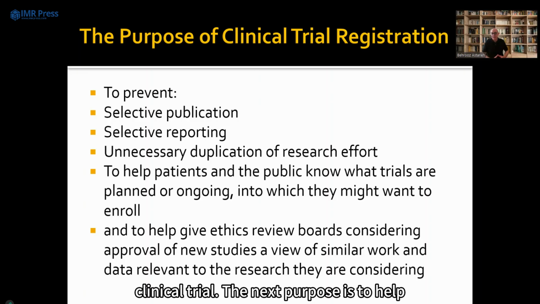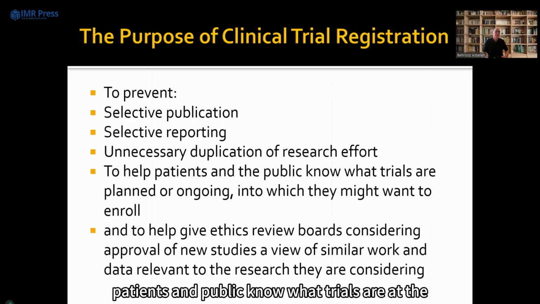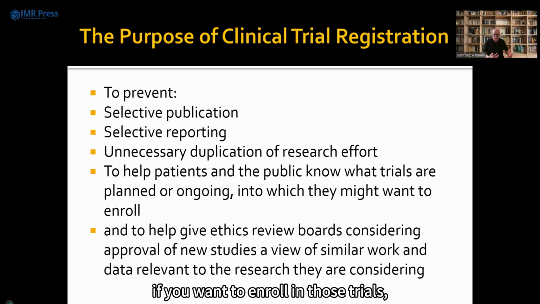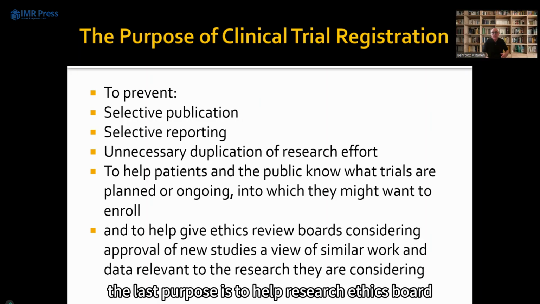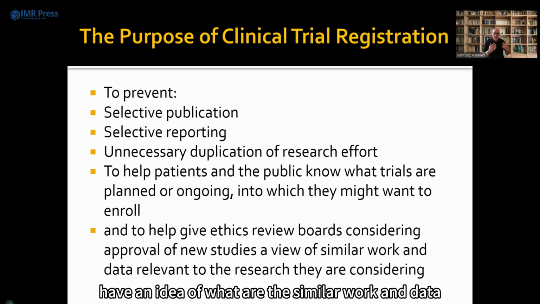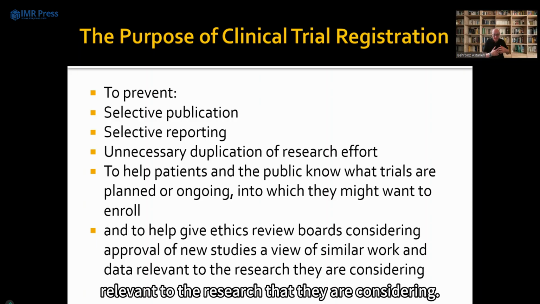The next purpose is to help patients and the public know what trials are at the moment ongoing or planned, so that if you want to enroll in those trials, you should be able to. And then the last purpose is to help the research ethics board or institutional review board, whose responsibility is to consider different protocols and approve them, have an idea of what similar work and data are relevant to the research that they are considering.